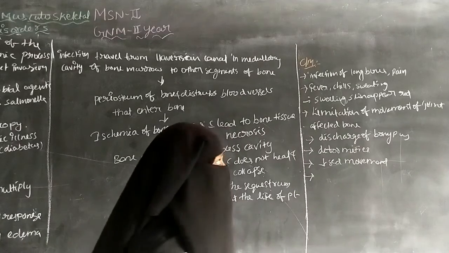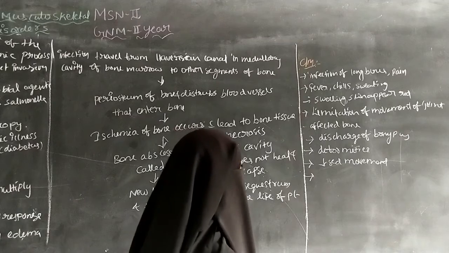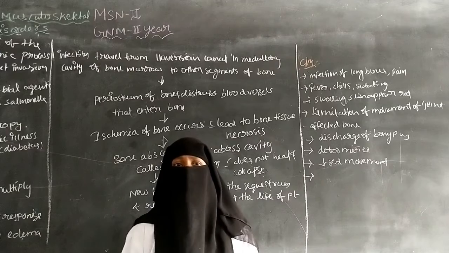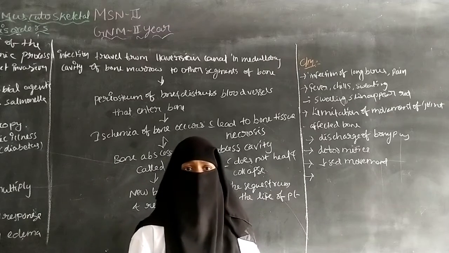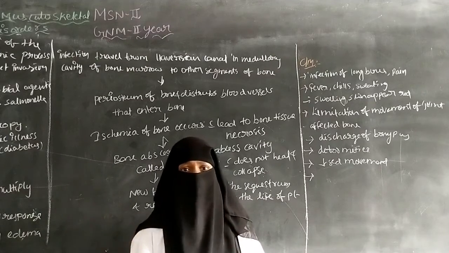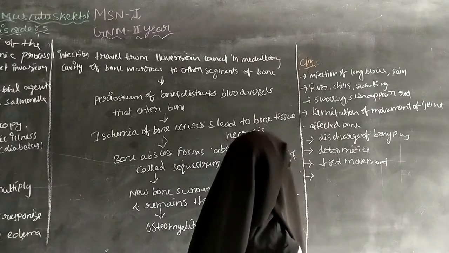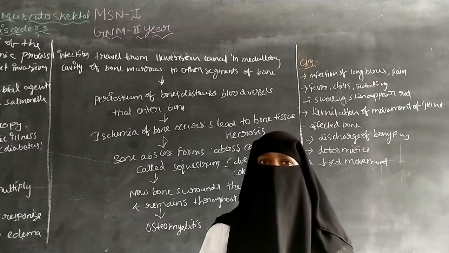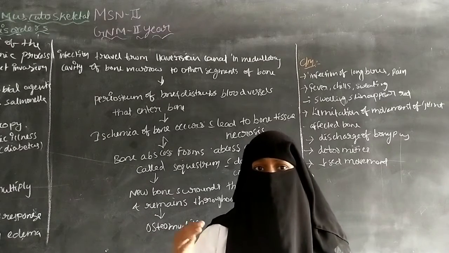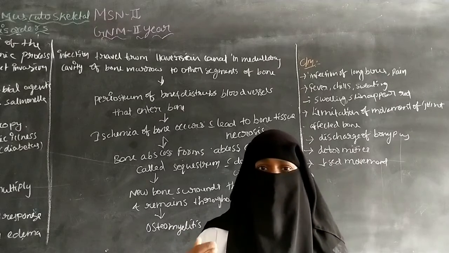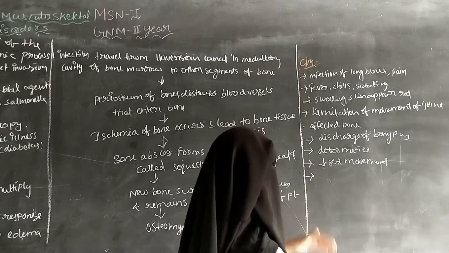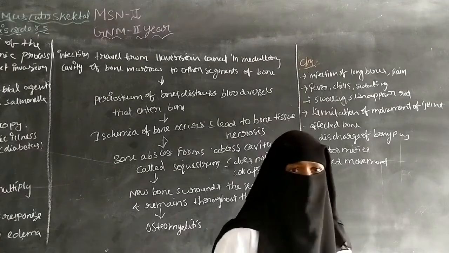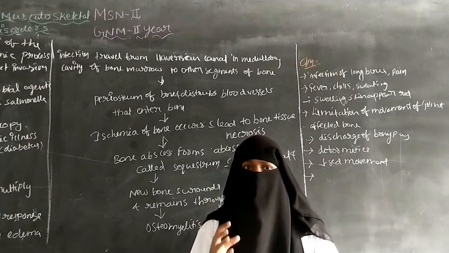And next one is clinical manifestations. It includes infection of the long bones and pain. Because of the infection, the patient may have severe pain at the affected area. Next is fever, chills and sweating. Because of the infection, the patient may have high fever, chills and sweating. And next one is swelling and the skin appears red. The skin becomes red and there is swelling.